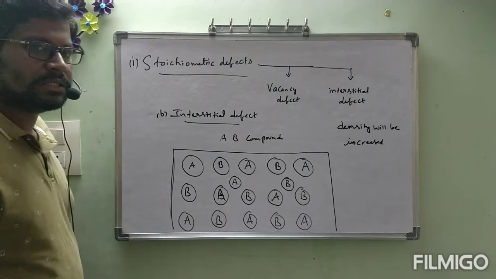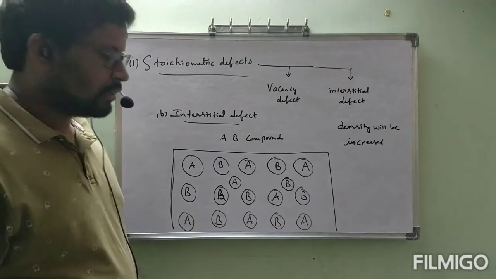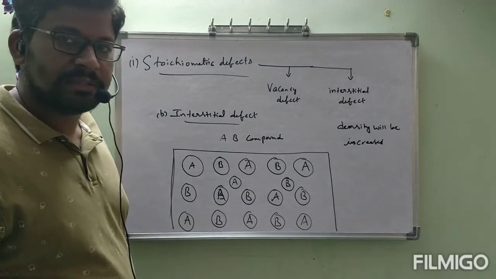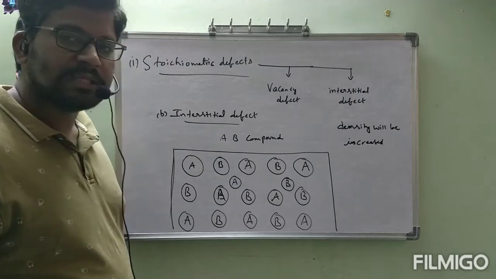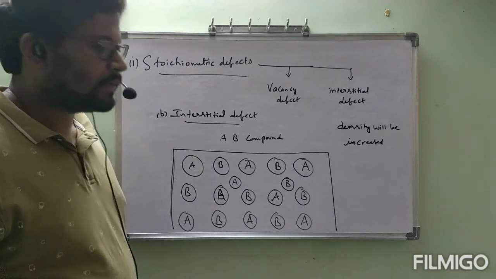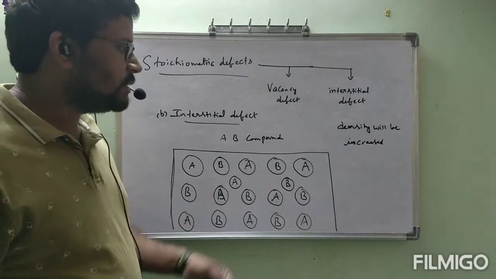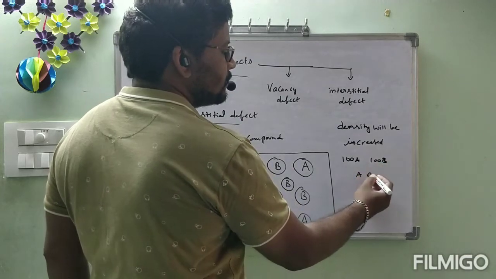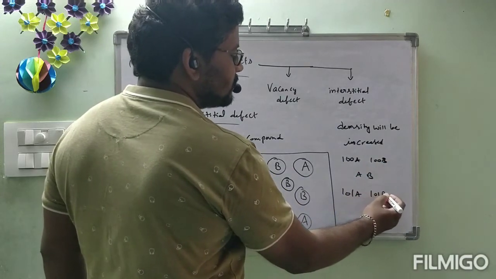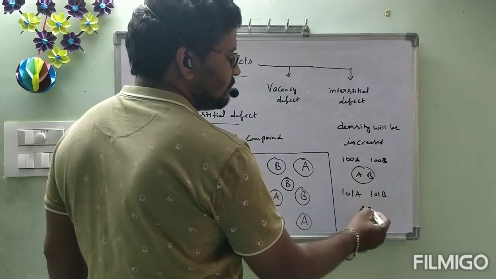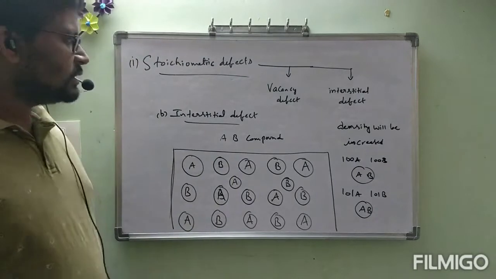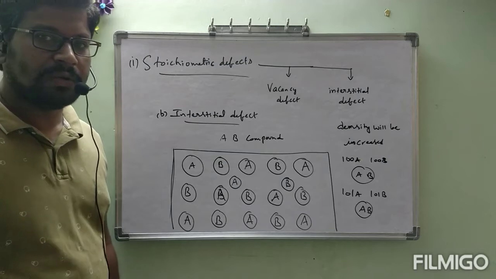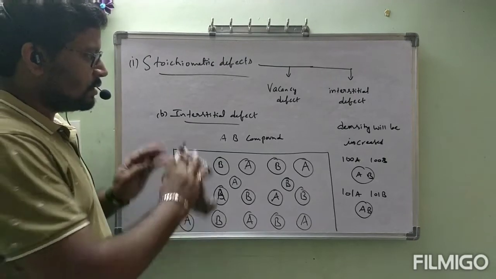Here also, stoichiometry is not going to be disturbed. Why? Previously, without defect, 100 A particles and 100 B particles are present. Now, because of the defect, 101 A particles and 101 B particles. With 100 A and 100 B, what is the formula? AB. With 101 A and 101 B, what is the formula? AB. The same formula is maintained. That's why these defects come under stoichiometric defects. Are you clear?